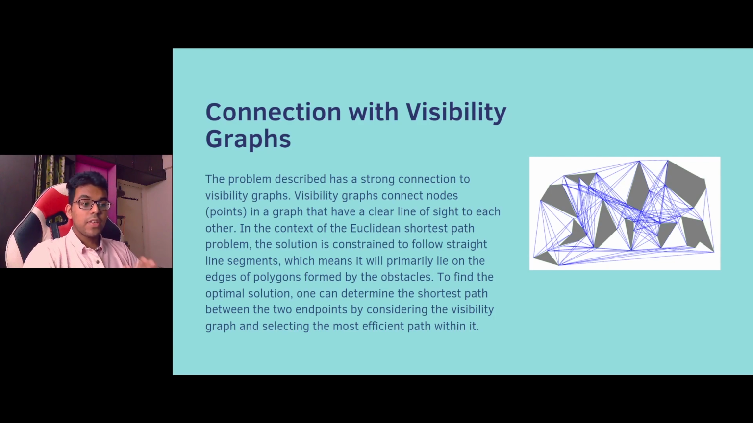In the context of the Euclidean shortest path, the solution is constrained to follow straight line segments, which means the answer will primarily lie on the edges of polygons formed by the obstacles. To find the optimal solution, one can determine the shortest path between the two endpoints by considering the visibility graph and selecting the most efficient path within it.